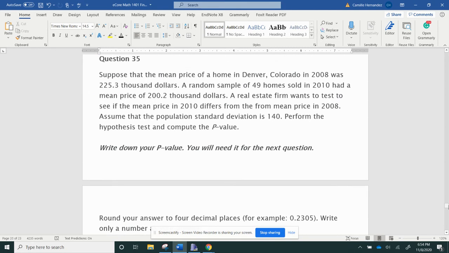Suppose the mean price of a house in Denver for 2008 was $225.3 thousand. A random sample of 49 houses sold in 2010 had a mean price of $200.2 thousand. A real estate firm wants to test to see if the mean price in 2010 differs from the mean price in 2008. Assume the population standard deviation is 140. So what do I have? Here's all my information about my sample.